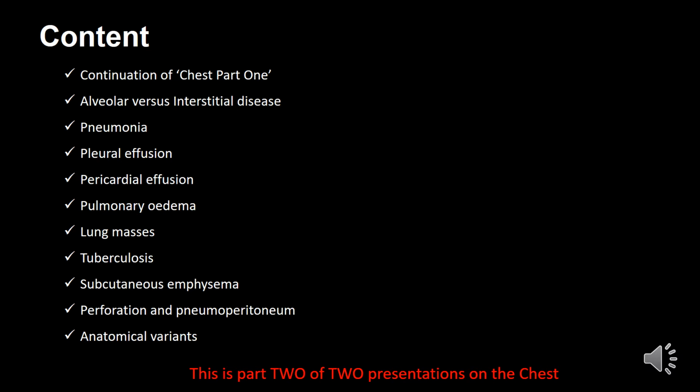First of all, we'll start off with alveolar versus interstitial disease. Then we move on to pneumonia, pleural effusion, pericardial effusion, pulmonary edema. We'll look at a few different types of lung masses, TB, subcutaneous emphysema, perforation and pneumoperitoneum, and then we'll finish off with some anatomical variants which will be of interest, we hope. We hope you enjoy.